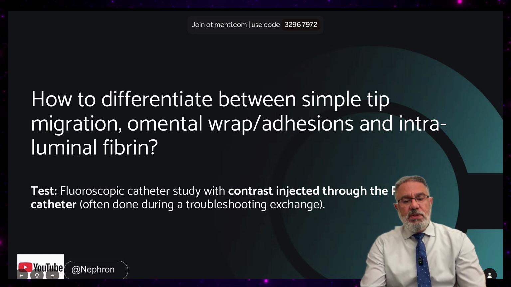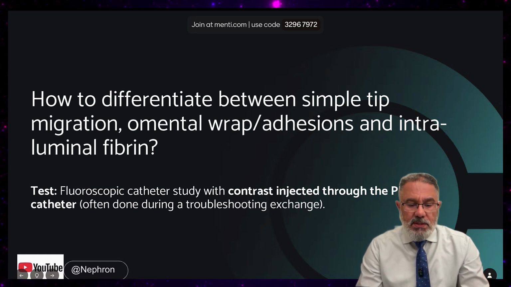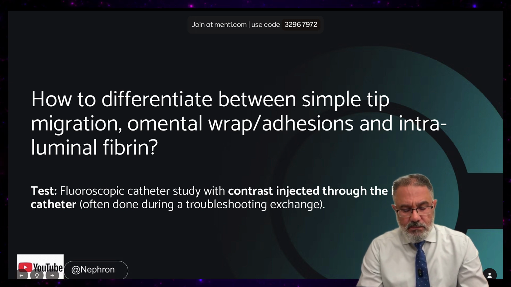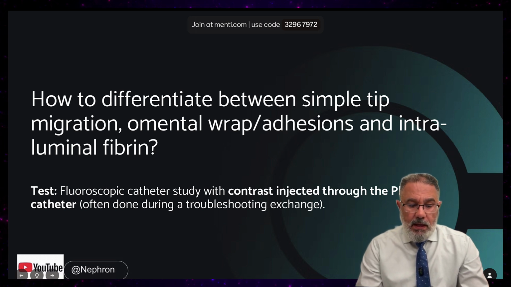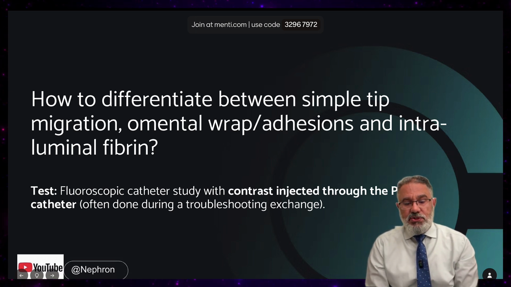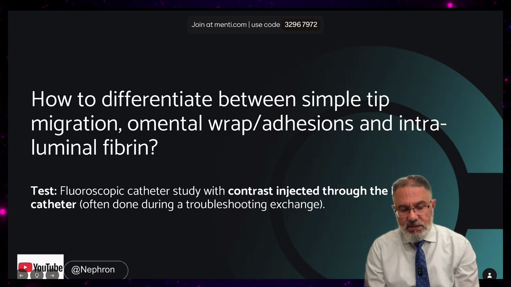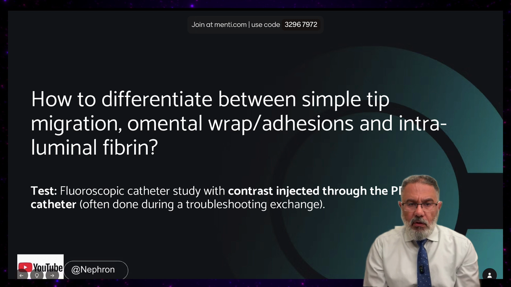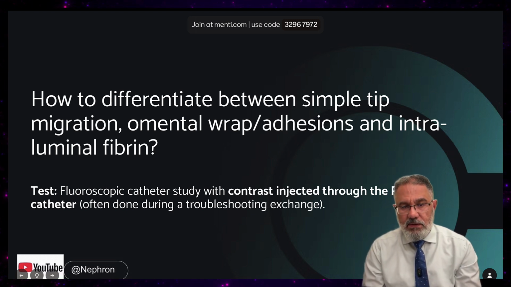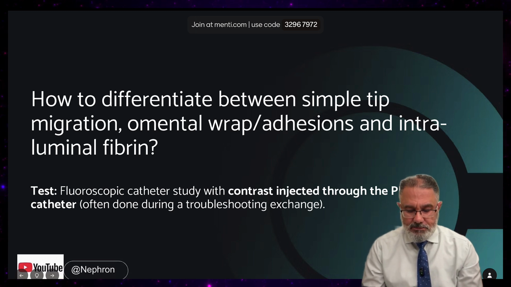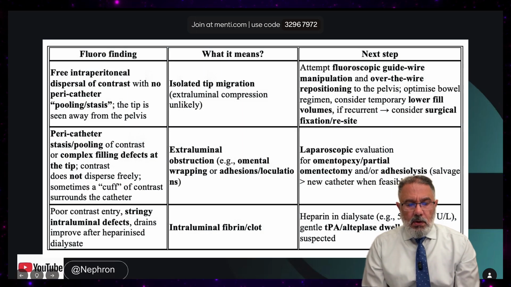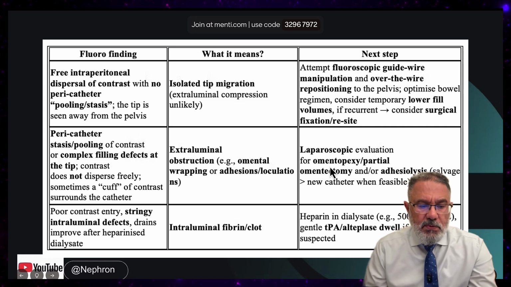How to differentiate between simple tip migration, omental wrap or adhesion, and intraluminal fibrin? The best test is fluoroscopy. A fluoroscopy catheter study, with contrast injected through the PD catheter, will give you an overview of what's going on inside. Often this is done during the troubleshooting exchange of the catheter in IR. So what fluoroscopy findings would you see?